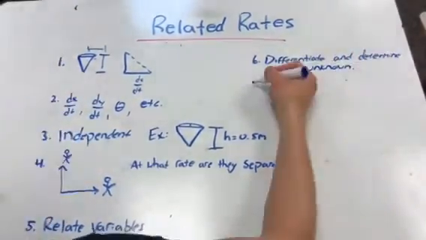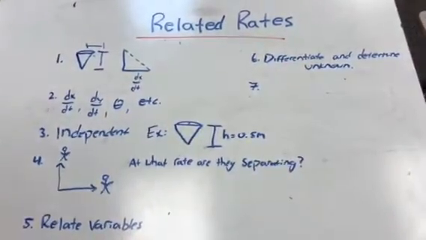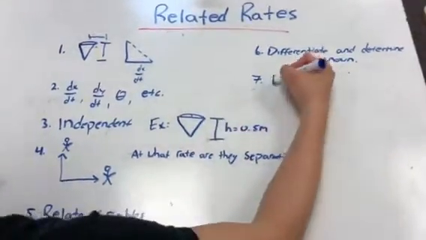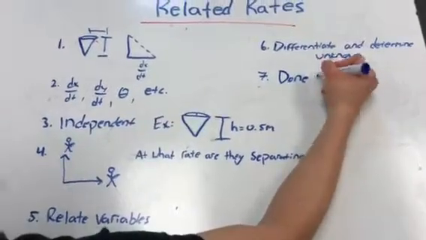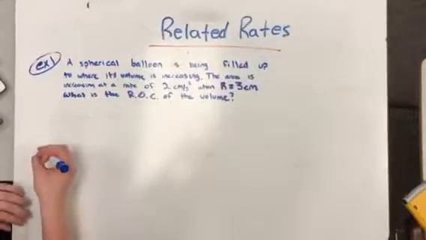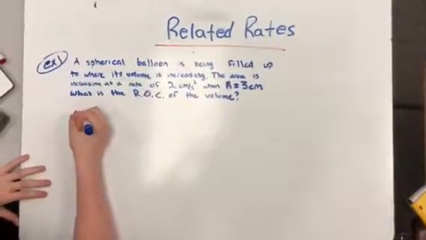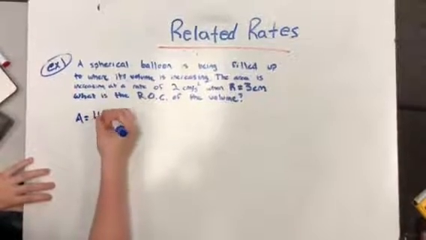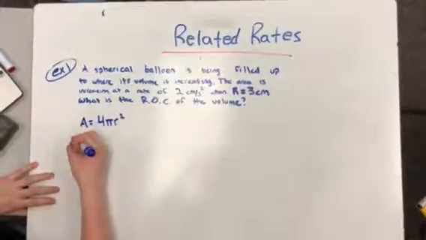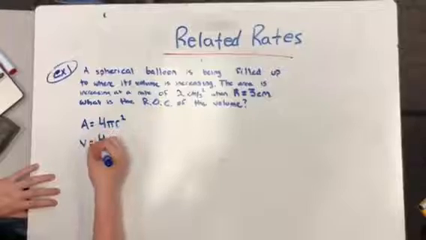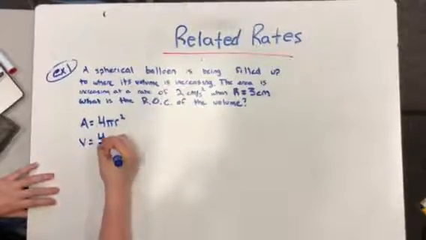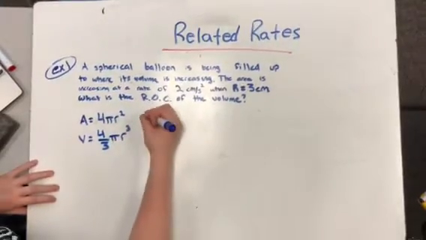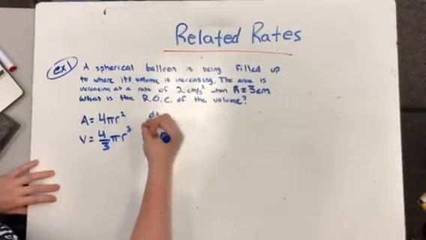Without context, the steps for solving a related rates problem look intimidating, but let's look at a few common types of related rate problems and you'll see how easy it is to solve using the instructions we just discussed. So in this first example, a spherical balloon is being filled up to where its volume is increasing. The area is increasing at a rate of 2 centimeters squared per second. When the radius of the balloon is 3 centimeters, what is the rate of change of the volume?